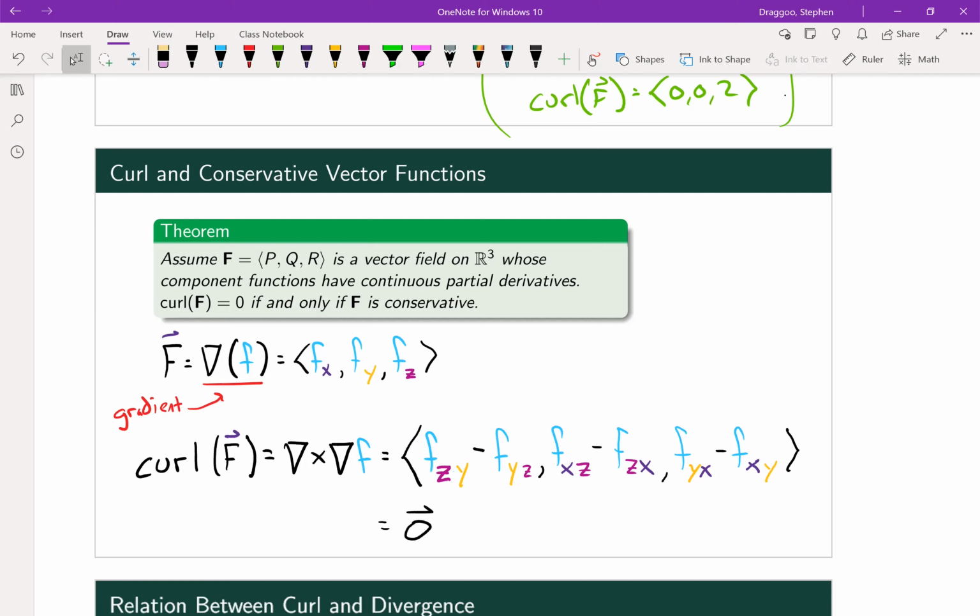So that's proving only one of the directions. Proving the other direction is considerably more difficult, and it'll require Stokes's theorem, which we'll get to in a couple sections.